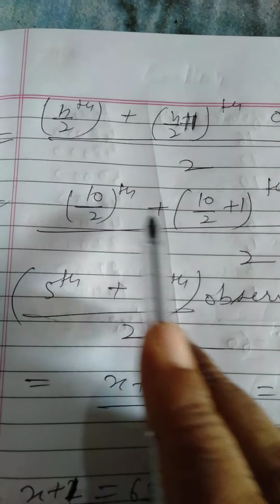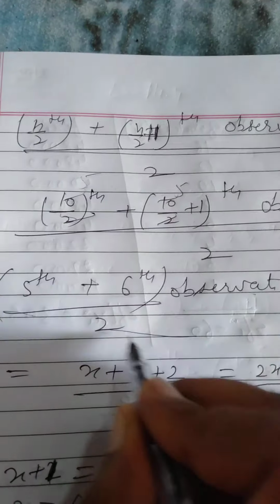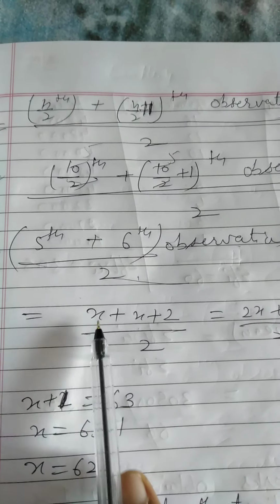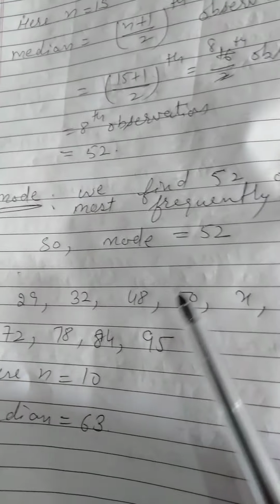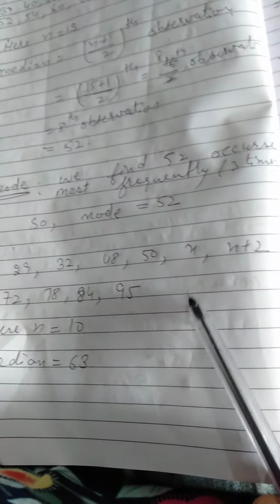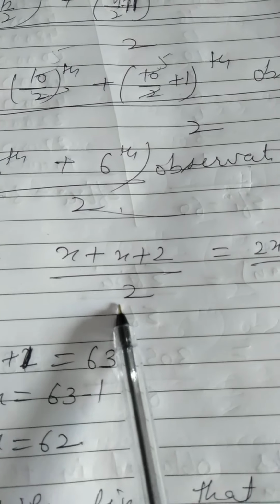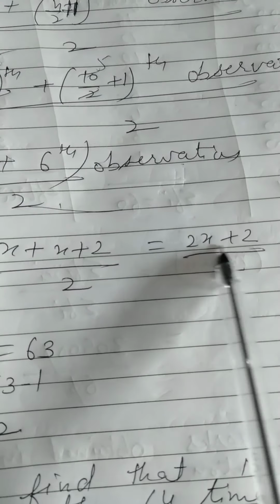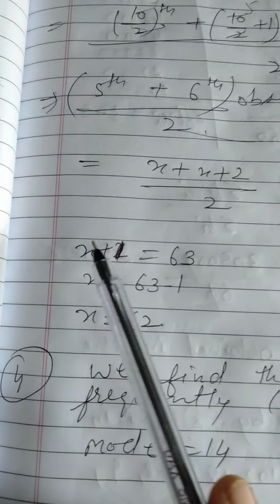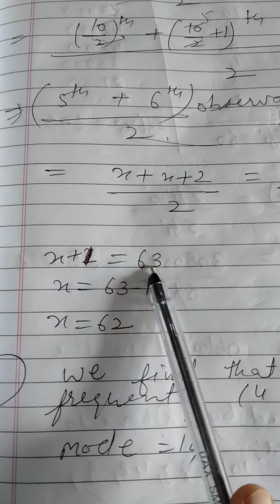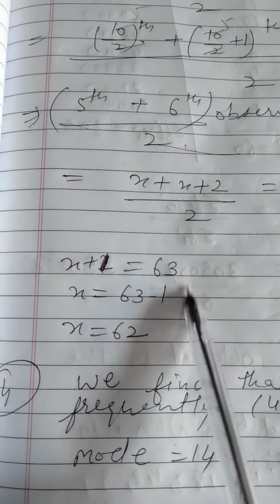This n by 2 is the 5th term, and then this is the 6th term. You see x is the 5th term and x plus 2 is the 6th term, because the data is already given in ascending order. It is given in the question. So write the 5th and 6th observations divided by 2. You see x plus x plus 2 is 2x plus 2. You can take 2 as common, you get x plus 1 inside the bracket, and 2 will cancel by 2. So x plus 1 is the median we find from the data, and the median given is 63. So we will equate these two and take it to the right hand side.